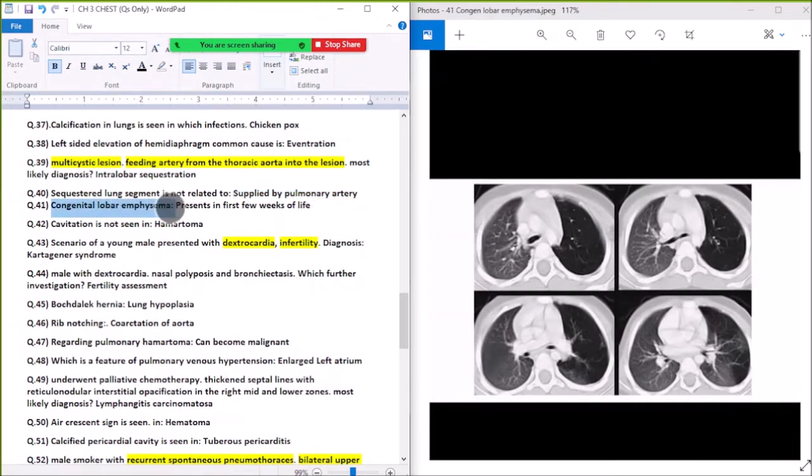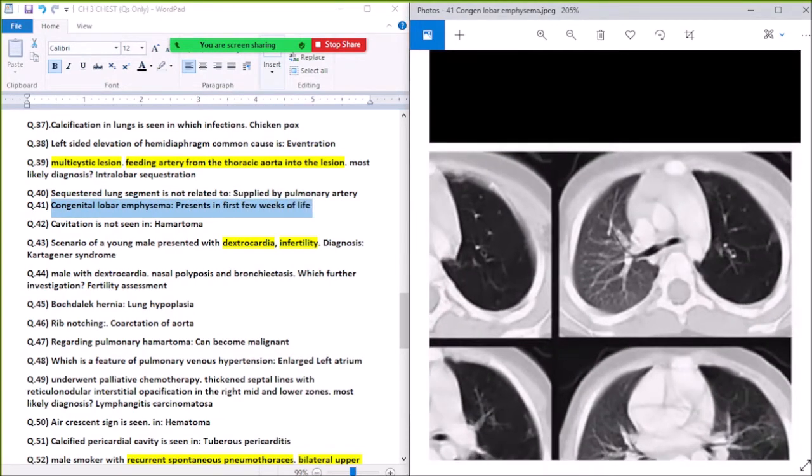Question 41. Congenital lobar emphysema presents in the first few weeks of life. This is the congenital lobar emphysema on the CT scan.